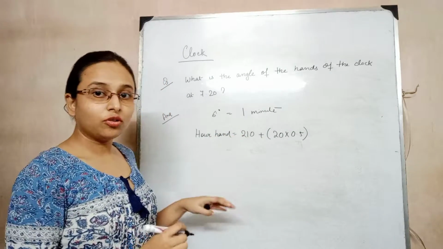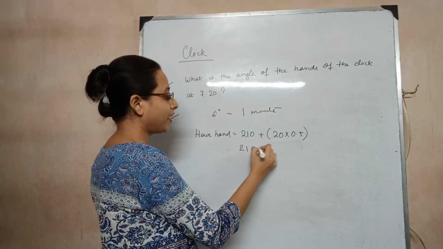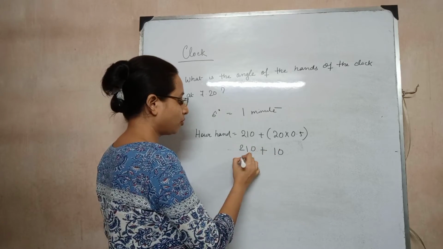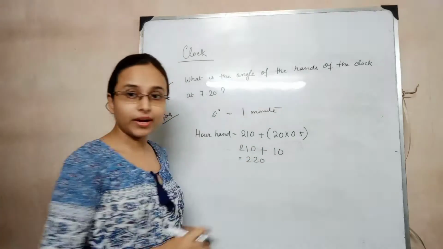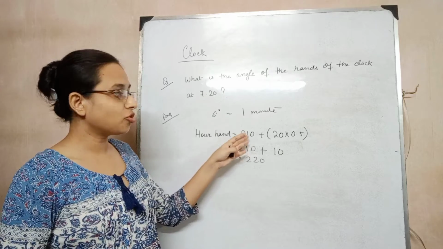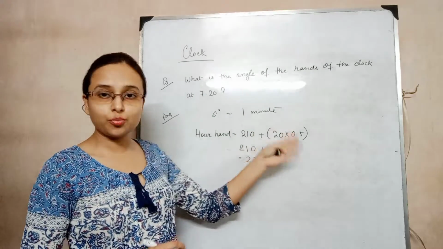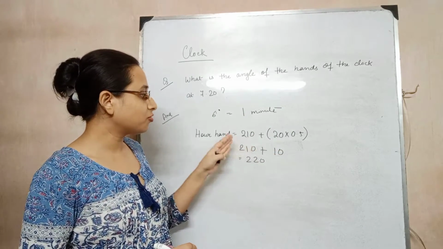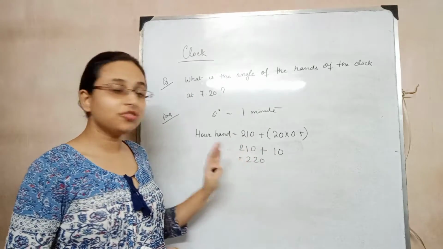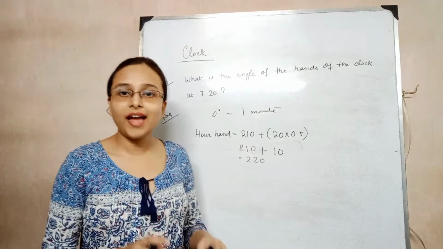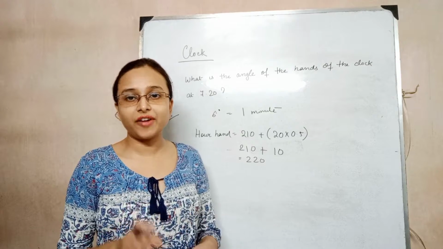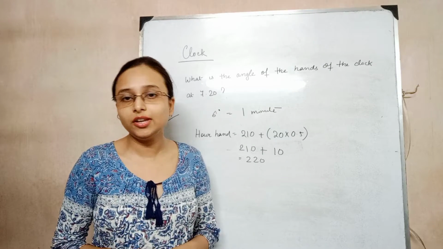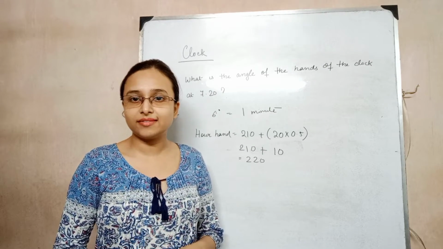Right? So, that will give us 210 plus 10, which is 220. Our hour hand will show 210 plus 20 into 0.5. That comes to 210 plus 10, that is 220. So the hour hand moves at 0.5 degrees per minute, right? We have already known this. Now coming to the minute hand.